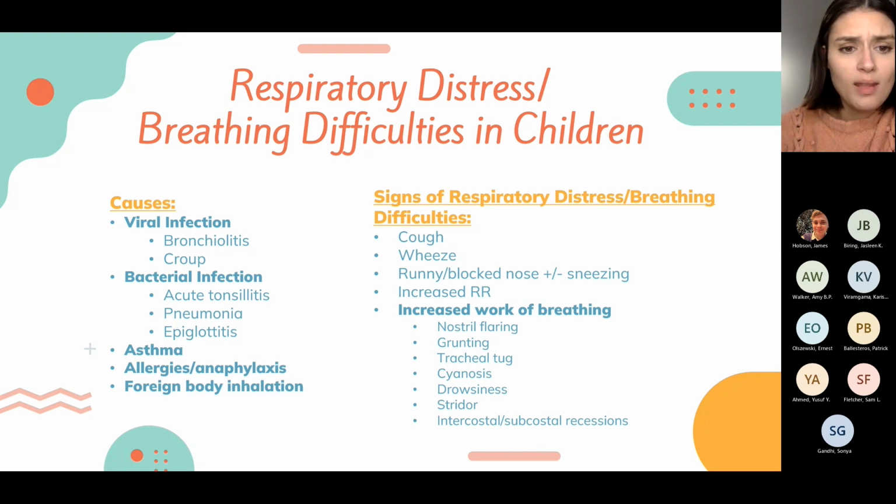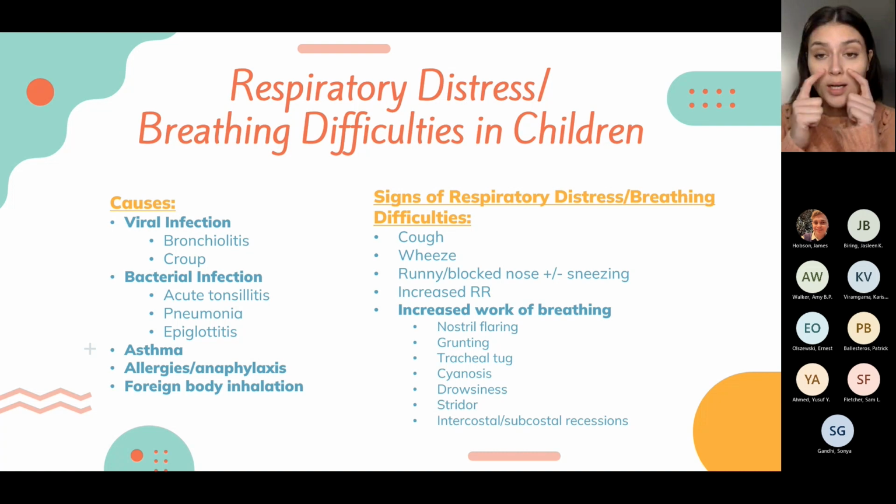And then the signs of respiratory distress or breathing difficulties can include things like a cough, a wheeze. They might have a runny or a blocked nose. They might have lots of sneezing, increased respiratory rate, and then signs of an increased work of breathing. So nostril flaring, are they working really hard to try and drag oxygen in through their nose and their nostrils are flaring? Are they grunting as they're breathing? It's really, really hard work. Have they got a tracheal tug?